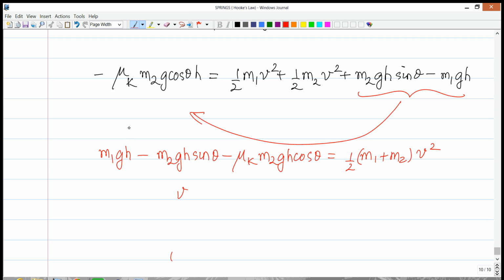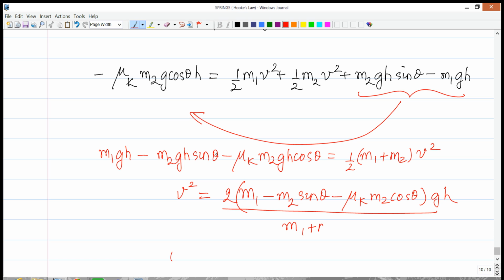and this gives me v squared equals, we can actually factor out the g and the h, and we have m1 minus m2 sine theta minus mu_k m2 cosine theta times g h. No, you know what? Made a mistake here. m1 minus m2 sine theta minus mu_k m2 cosine theta times g h. Multiply this by 2, divide this by m1 plus m2, and let me also skip a step and take the square root right here so that I don't have to write the whole thing again. Great, so that's your answer.